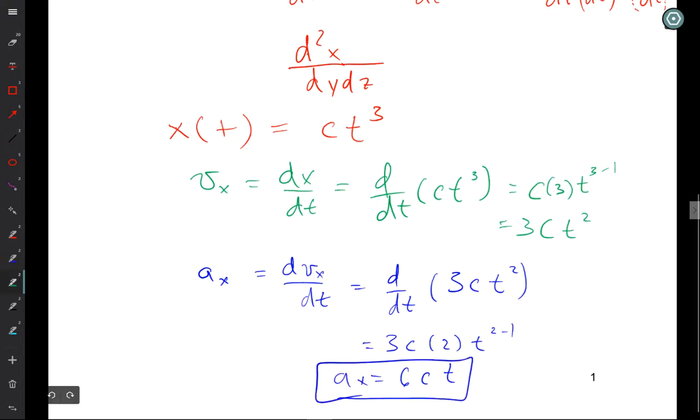So it's basically double prime for the whole thing? Well, it's double dot because it's time. Okay. But yes, that's correct.